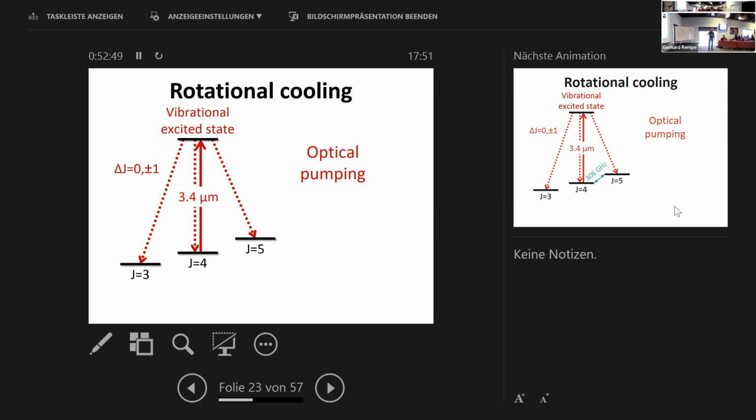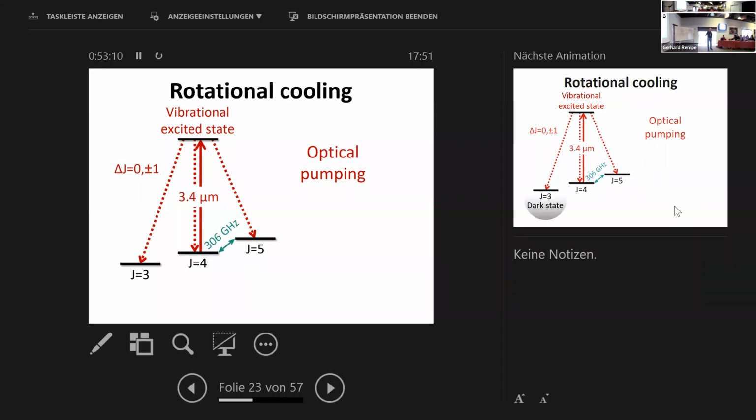Why the excited state? Because the molecules come back to J equals 4, J equals 3, or J equals 5, due to the selection rules, delta J equals 0 and plus minus 1. So it empties the population of 4 and brings it into 3 and 5. But we want them in 3. We don't want them in 5.